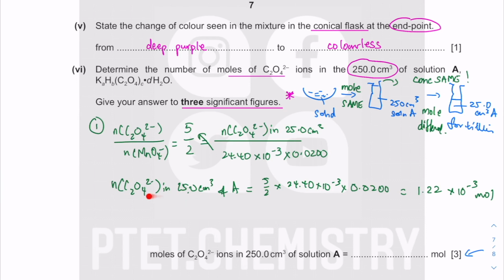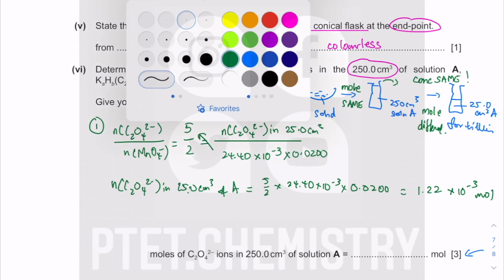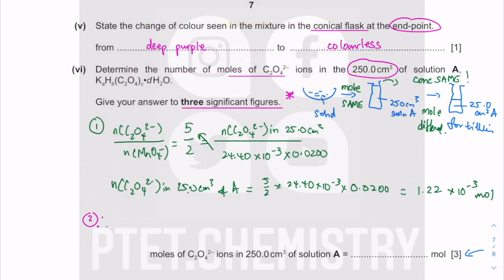Remember that is in 25.0 cm³. I want the mole of ethanedioate ion in 250 cm³. So therefore, in 250 cm³, the mole of C2O4 2 minus is going to be 250/25. That's the factor. Remember, they have the same concentration, but the mole is different. So going from here to here, you have greater volume. How much greater is the volume? Therefore, how much bigger is the mole?